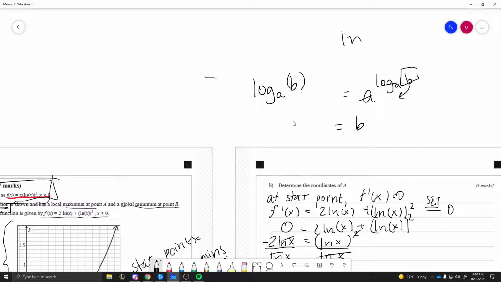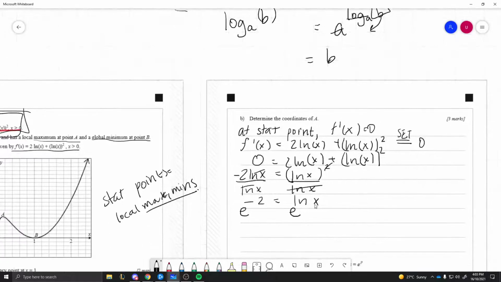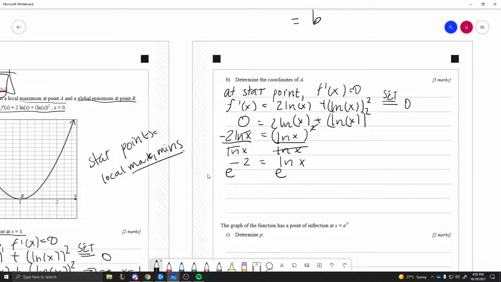But because ln is equal to log base e, if you go e to the log base e, down here it will equal x. So that would just give you e to the power of negative 2 equals, and then they cancel, x. X equals e to the power of negative 2. Or x equals 1 over e squared.